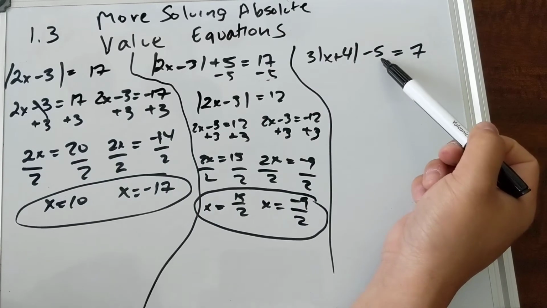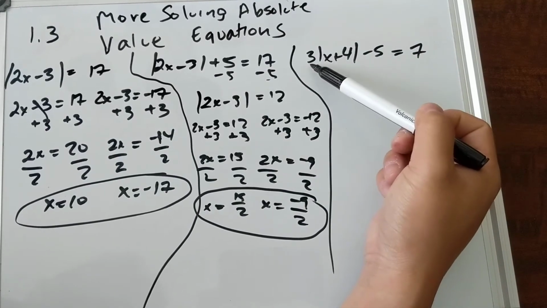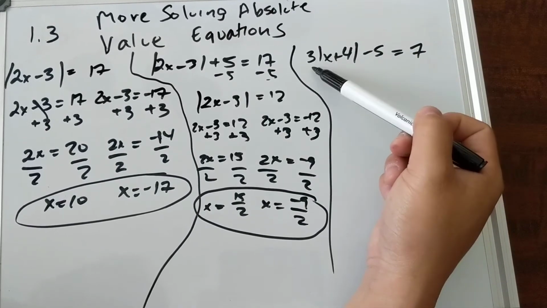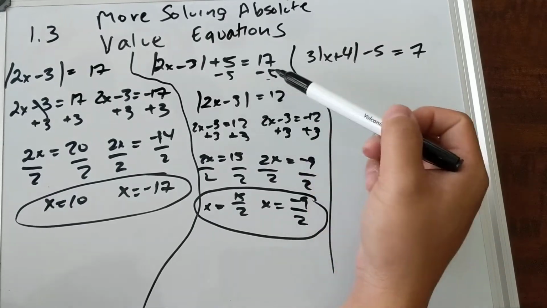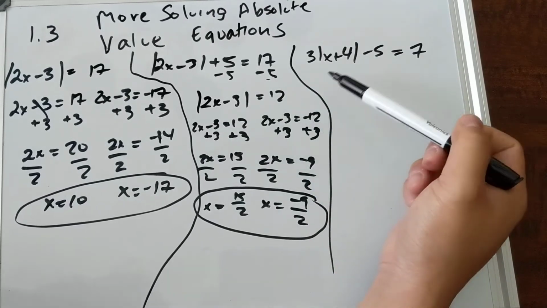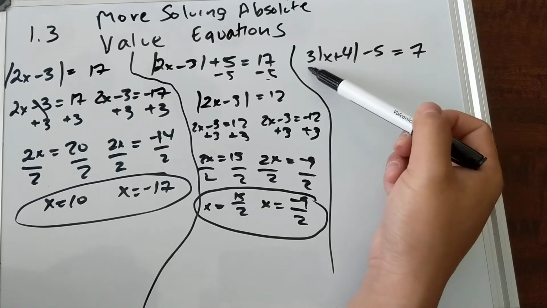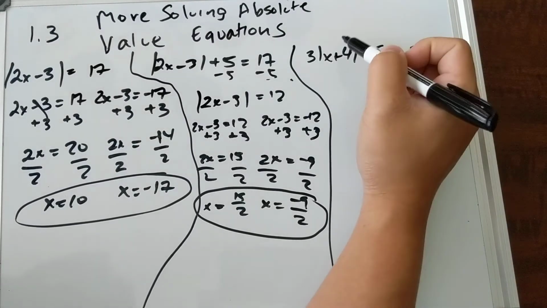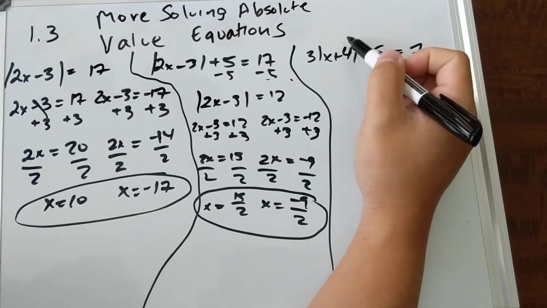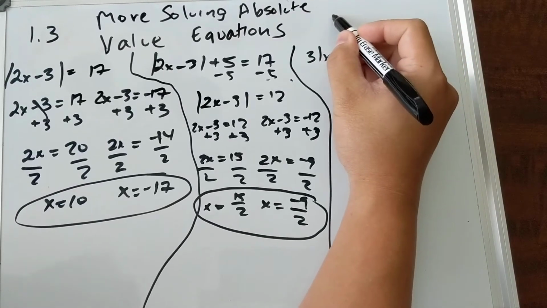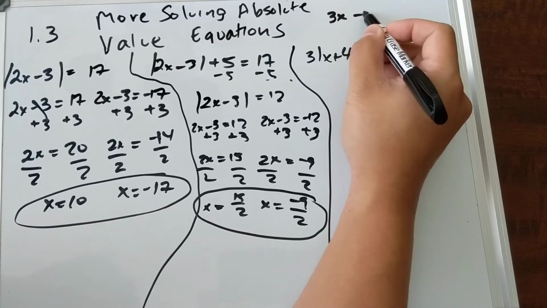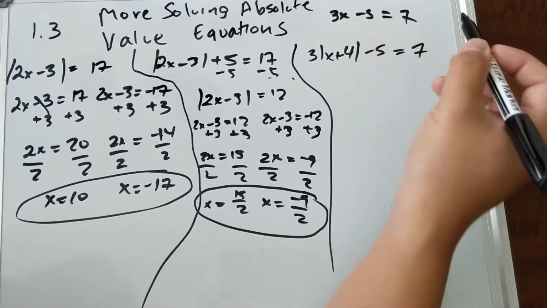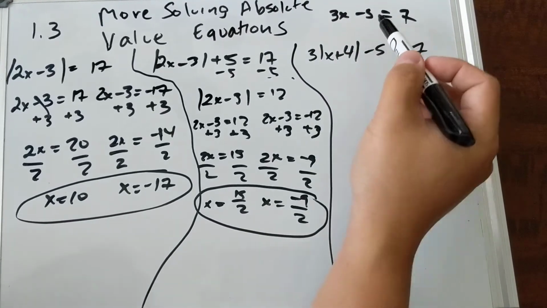Now, for my last example. In this case, I have two things sitting on the outside. I have a 3 and a minus 5, so I have to move both of these before I can do my split up thing. I don't really know which one to move first, so what I'm going to do is think about this in a different light. So let's say that I replace this whole absolute value with an x. So I'm going to rewrite this as 3x minus 5 equals 7. Well, this I'm pretty sure I know how to solve.